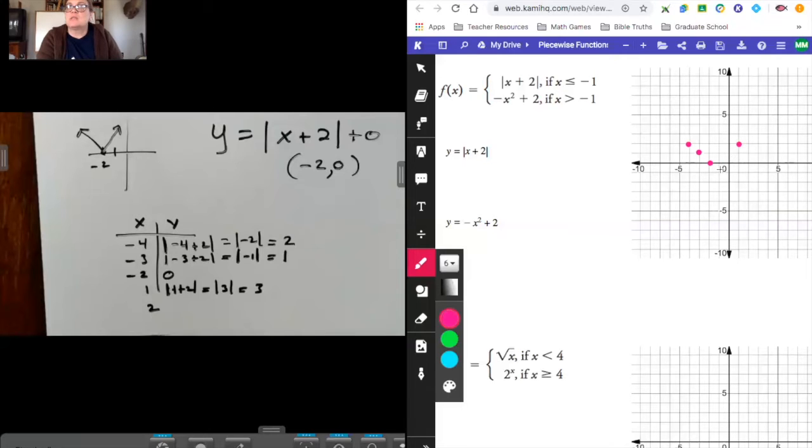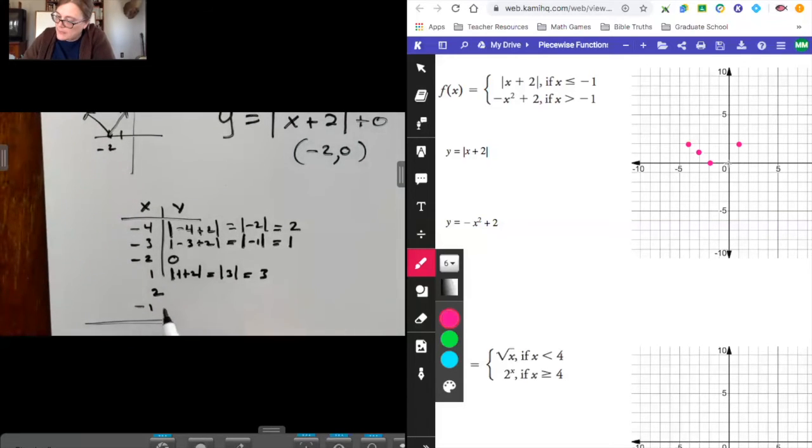And so what I did was I skipped these numbers in between. So let's look at -1 and 0. When x is -1, we have -1 plus 2. 2 minus 1 is 1, and the absolute value of 1 is 1. So at -1, we have 1. And so we do have symmetry here.